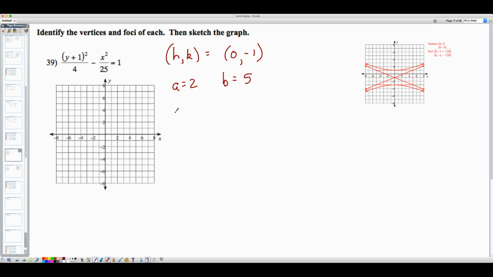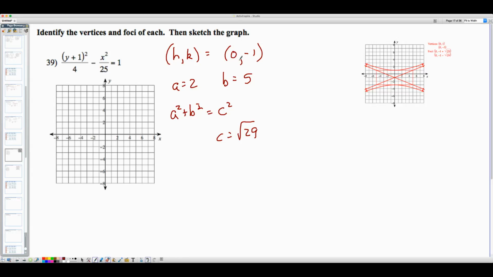Now we know that a squared plus b squared in this instance is equal to c squared. That's not true for an ellipse, but it's true for this. So I have c is equal to the square root of 29, which is somewhere a little bit more than 5. So if I were to graph this, let's see, the foci and the vertices.